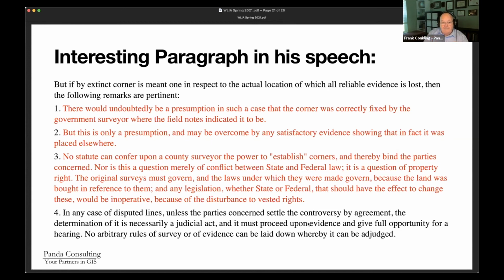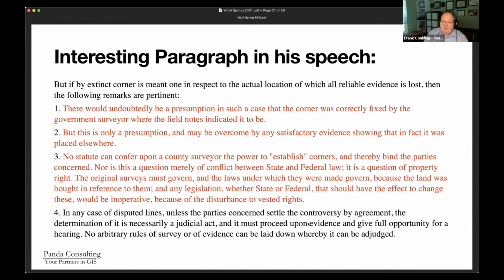Number 3, no statute shall confer upon a county surveyor the power to establish corners and therefore bind the parties concerned. Nor is this a question merely of conflict between state and federal law. It's a question of property right. The original surveys must govern, and the laws under which they were made govern, because the land was bought in reference to them. The land was bought in reference to the original monuments. And any legislature, whether state or federal, that shall have the effect to change this would be inoperative because of the disturbance to vested rights.